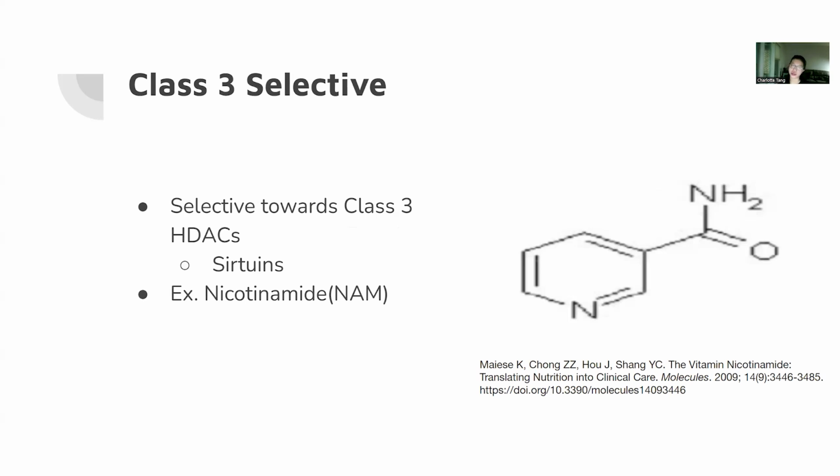The example that I found for this one was nicotinamide. Essentially, if you remember when I said that sirtuins were NAD plus dependent, this NAD plus is their substrate and the product is essentially their inhibitor, nicotinamide, which inhibits through feedback inhibition, meaning that it may not last for a long duration.